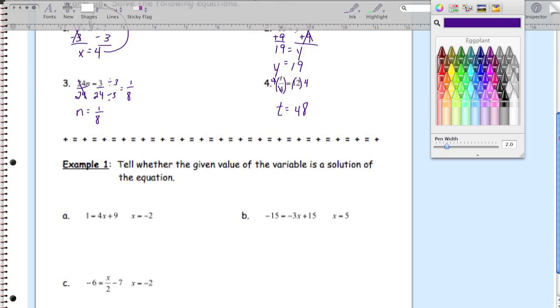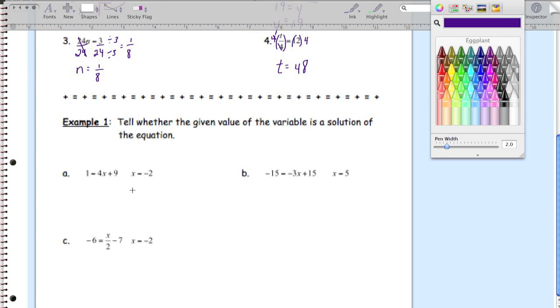Now let's take a look down lower. Tell whether the given value of the variable is a solution of the equation. So they're telling me here's an equation, and they want to know does x equal -2. So I'm going to substitute -2 in and basically solve it to see if they are equal. So 4 times -2 is -8, plus 9, 1 equals 1, yes.